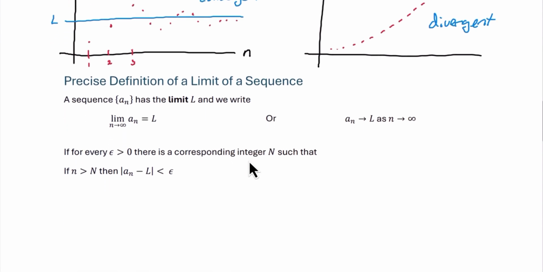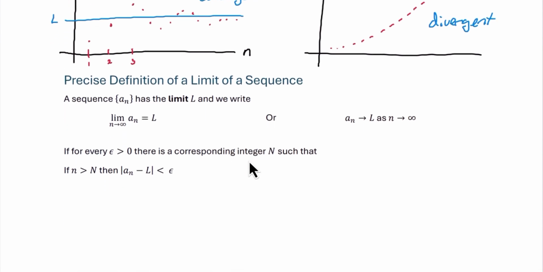A more precise definition of a limit of a sequence is given here. Here, if for every epsilon greater than 0, there is a corresponding integer capital N such that little n is bigger than capital N, then the absolute value of a sub n minus L is less than epsilon. You may recognize some of that notation from our limit definitions earlier. We will again look at a visual to help us see what's happening.